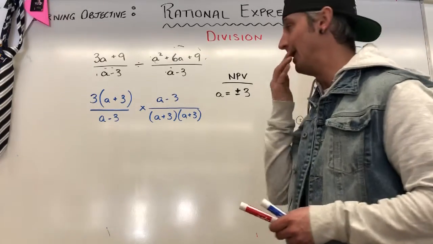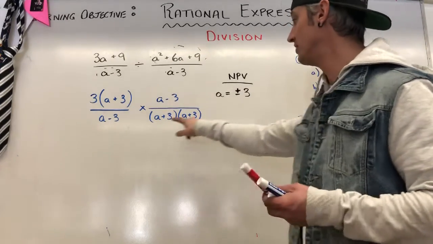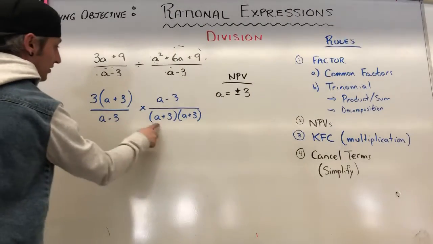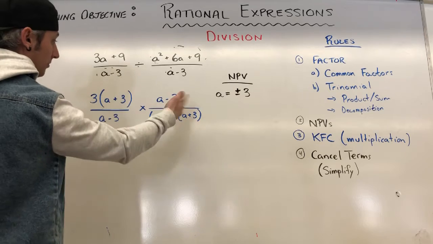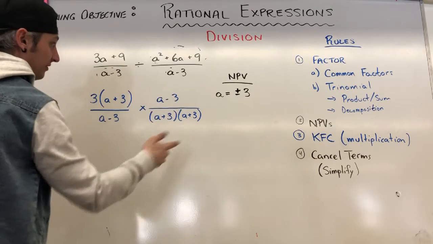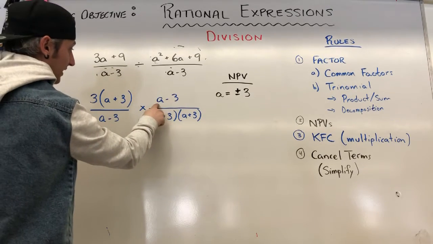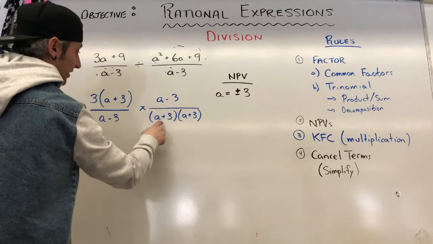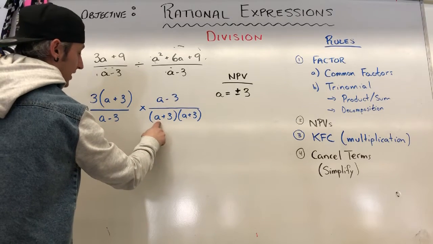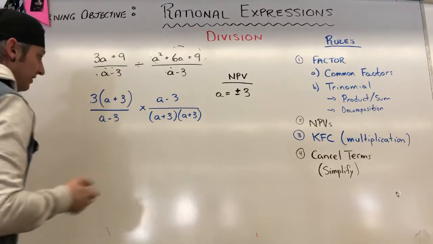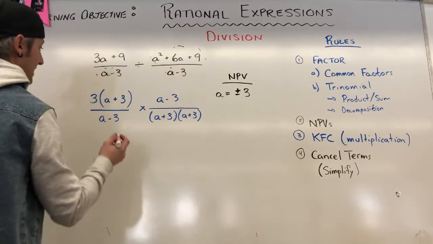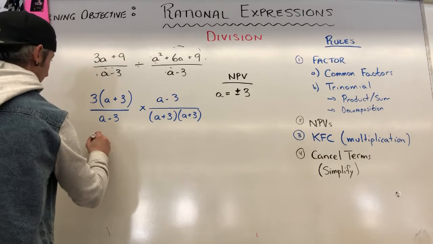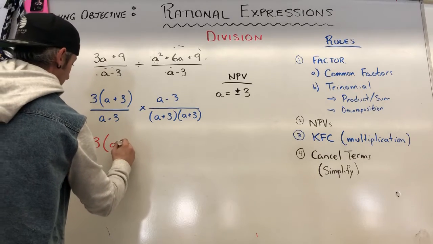Sorry about that, guys. So there's my NPV. The only NPV I have is when a is 3 or negative 3. I'll get zeros. So that's all I can do. This is when a is 3, this will become 0, and when a is negative 3, this will be 0. So that's what my NPV is, plus or minus 3. And now I can make this one big long multiplication.